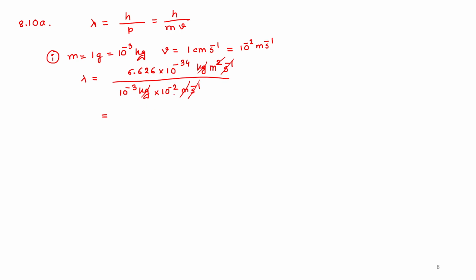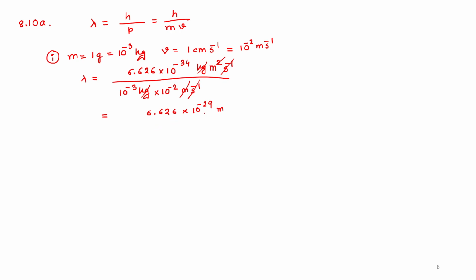So below it is 10 to the power minus 5. So it will be easy, I guess. 6.626 into 10 to the power minus 29 meter. Right? So this is the wavelength of that particular mass where the mass is 1 gram and speed is 1 centimeter per second. See, the wavelength is very, very small.